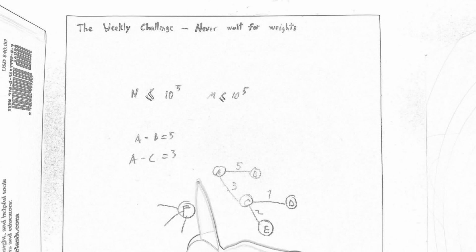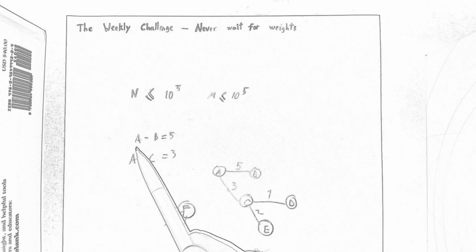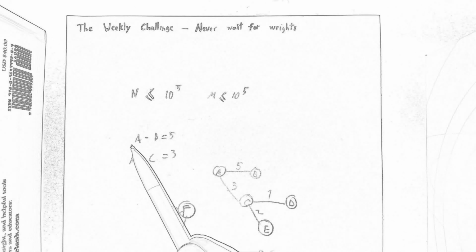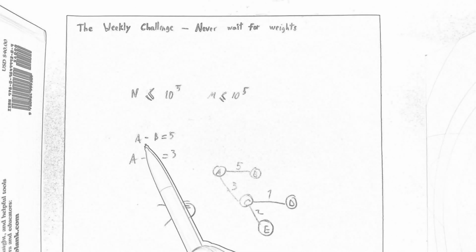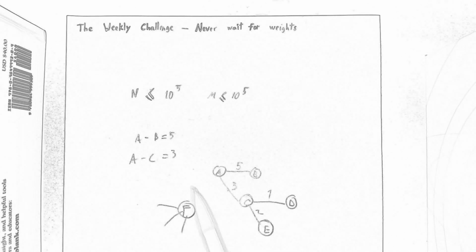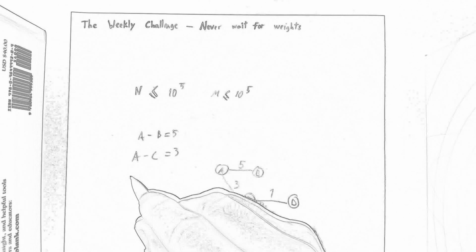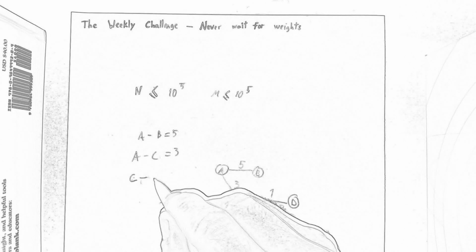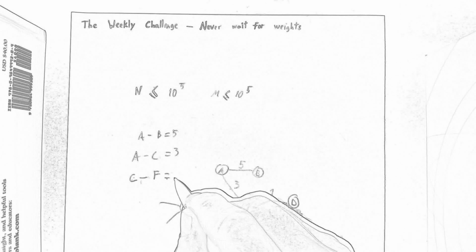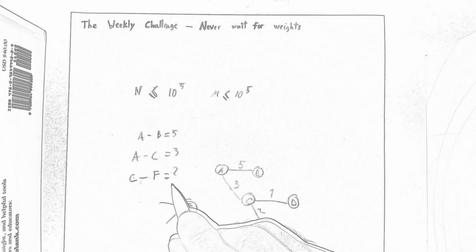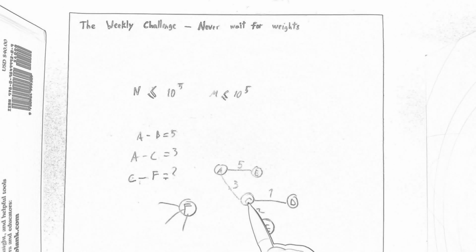In this graph we can form by linking together nodes which represent variables by edges when we're given information about the difference between two nodes. So if we're given, for example, the question, what is C minus F? Are we able to solve that? Well, in this case we're not, because C and F are in different connected components.